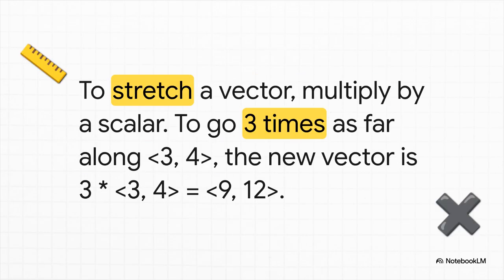Okay, let's tweak the scenario a bit. What if the ranger had said your friend was actually 3 times as far away, but along that very first path you took? Well, you don't need a new direction, you just need to stretch your original vector. We do that by multiplying it by a scalar, in this case, the number 3. You just multiply each component by 3, and your new destination vector becomes (9, 12).